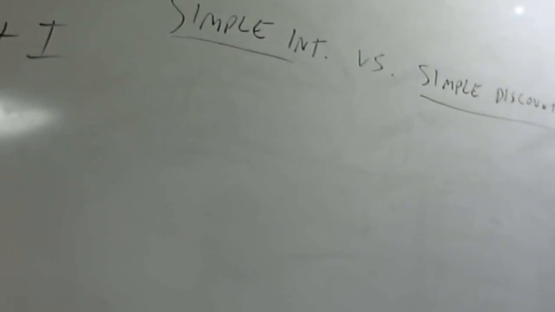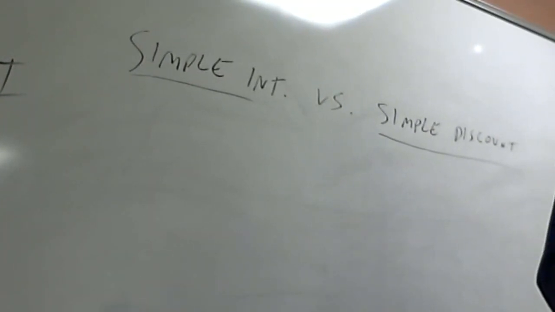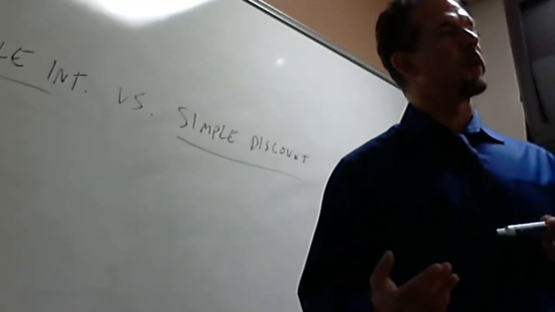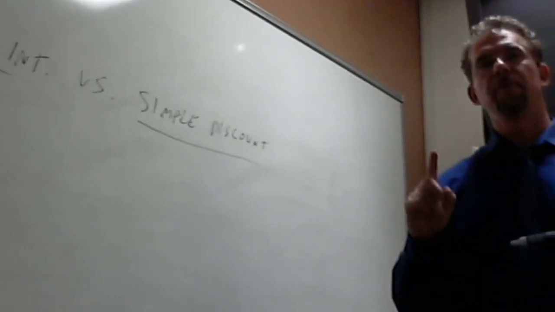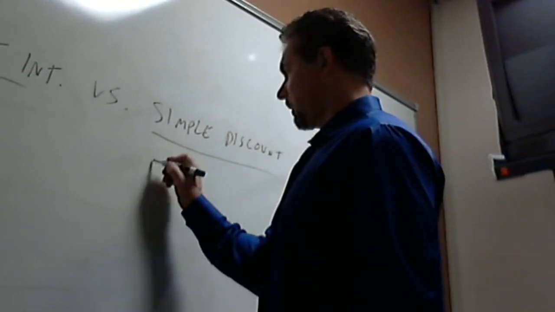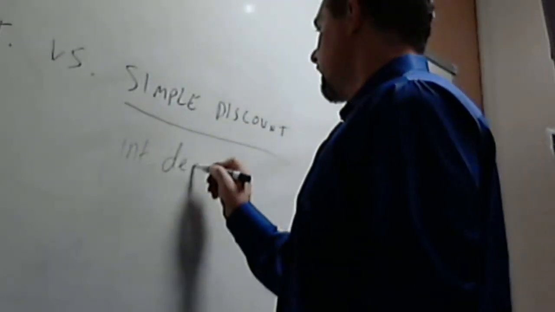Okay, so this chapter should be very, very easy for you. You're going to be using the same things you did in the last chapter, except we're looking at a different type of loan, where what they do is they take out the interest up front. So the interest is deducted.